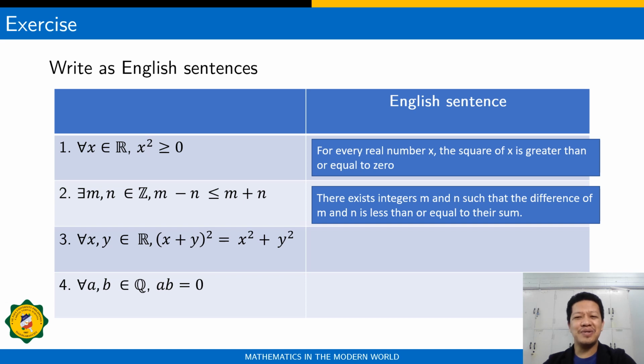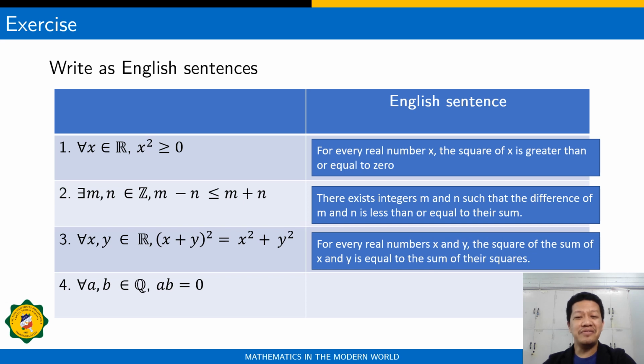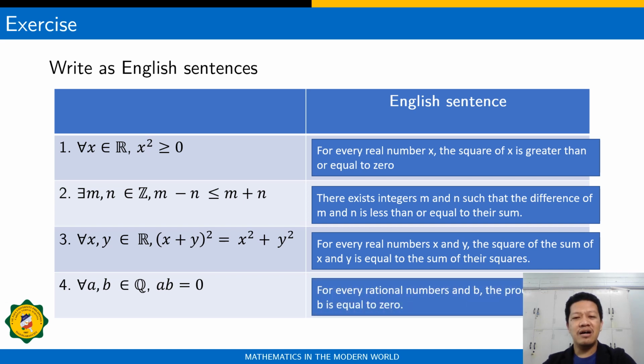Okay, so check your answers. Let's have number 3. For every real numbers x and y, the square of the sum of x and y is equal to the sum of their squares. And for number 4, for every rational numbers a and b, the product of a and b is equal to 0. Did you get the correct answer? Did you actually translate it right? I hope so.